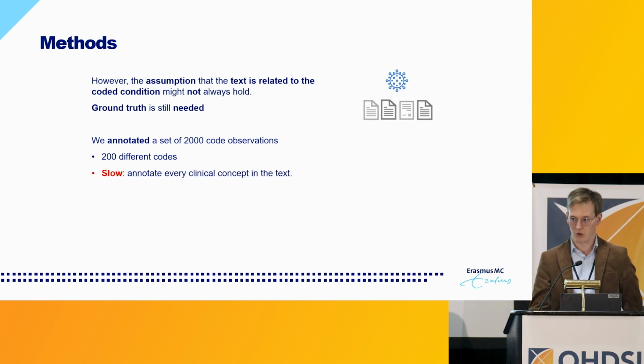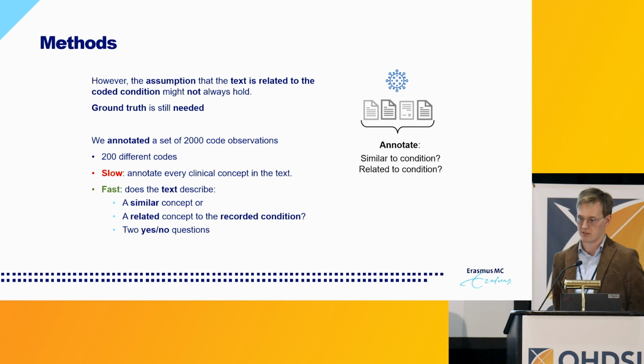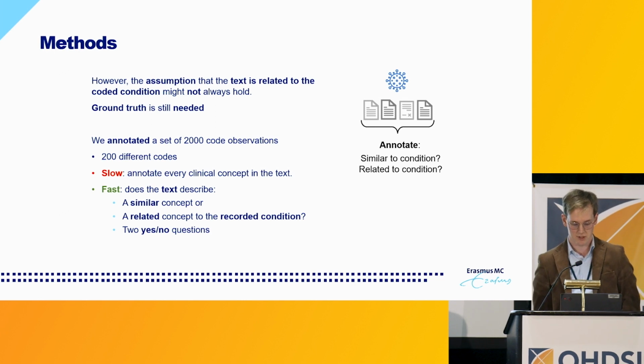While you would normally annotate text by saying, here's this concept, here's that concept in the text, we now just asked: does this text describe a similar concept or a related concept? So this was very fast, because it is just 2 yes or no questions.